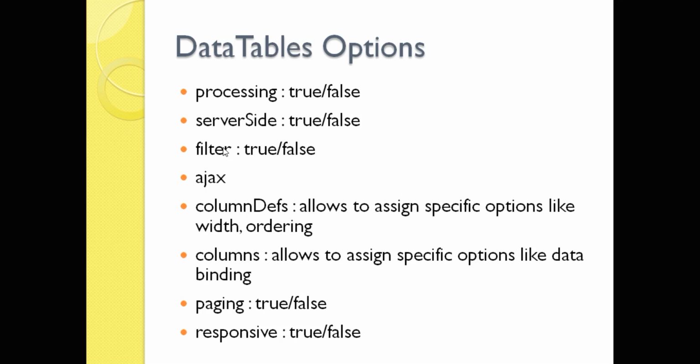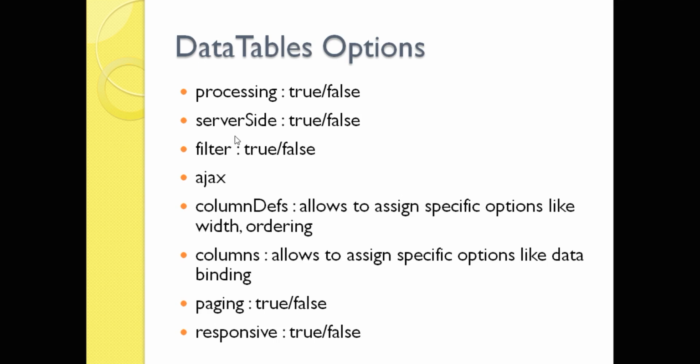The first option is processing, which can be set to true or false. This option will show you the processing message while your client is contacting the server. Data table server-side processing is purely based on Ajax. So whenever you send any asynchronous request, users should understand that something is happening in the background. For that purpose, we are showing this processing message. We are going to see this practically, so it will be more clear to you.